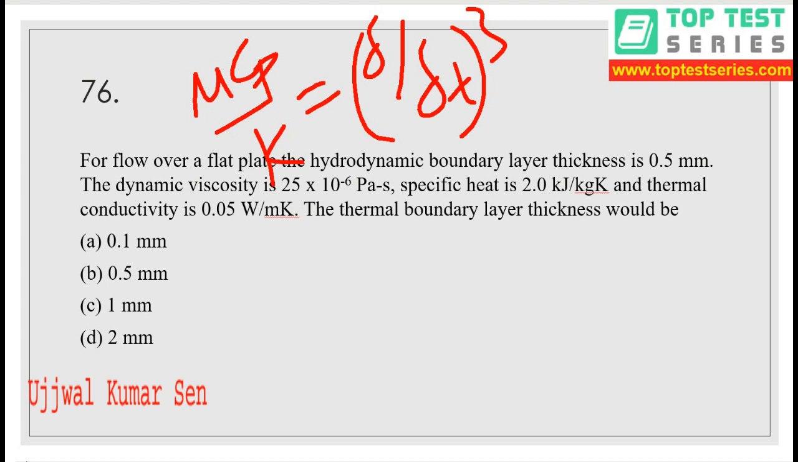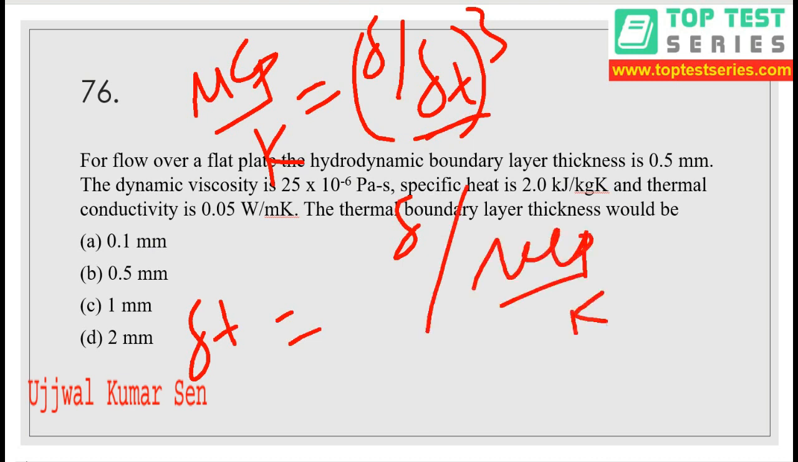All right, so we just have to do cross multiplication. Let me write delta T is equal to delta by mu Cp divided by K, to the power 1 by 3. Just put the values, simplify this and get the answer. So delta we have to convert into meters. Before solving that, we have been given 1 kilo here, my dear. We have to solve this also.